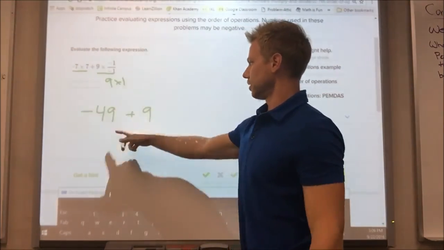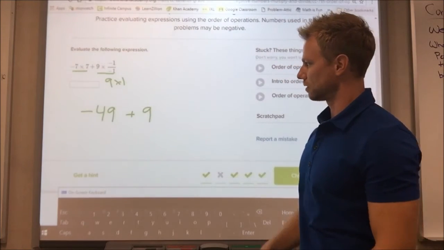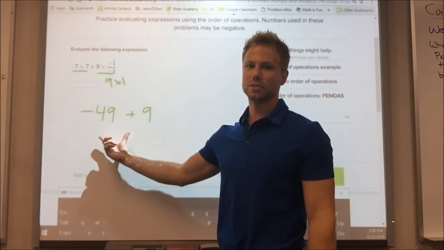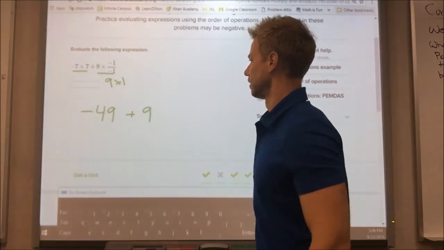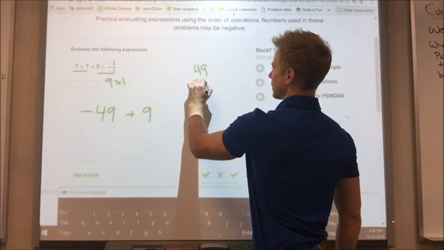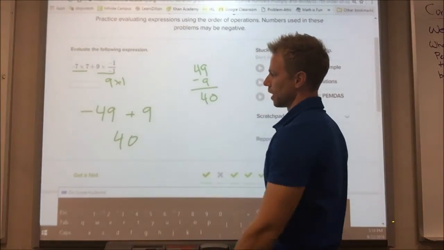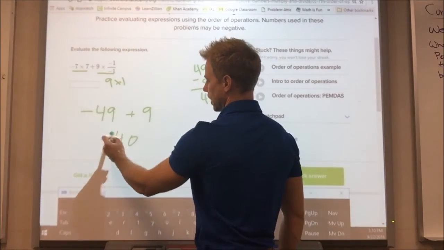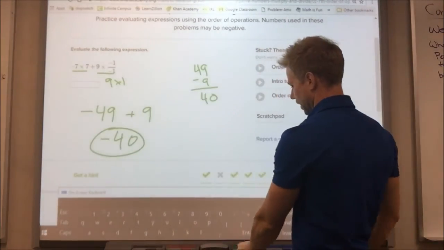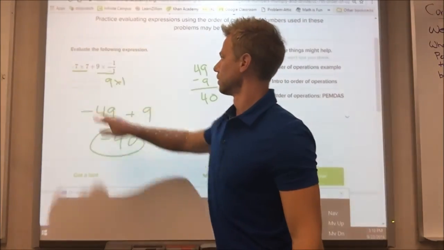And then I have addition, -49 plus 9. Using my addition and subtraction rules, they're unlike. So I have to subtract, becomes 40. Keep the sign of the bigger number. Bigger number is 49, it's negative. So it becomes a -40.